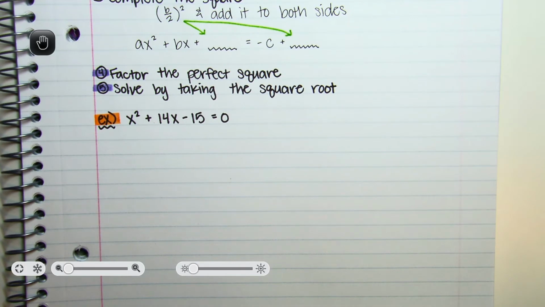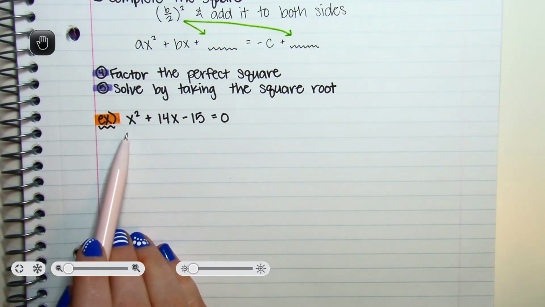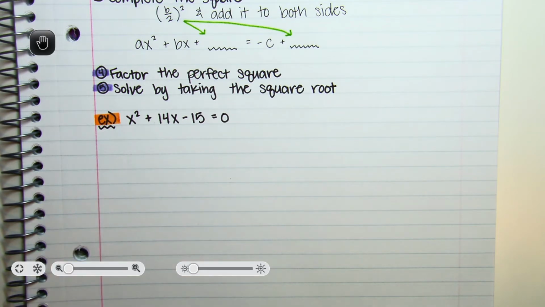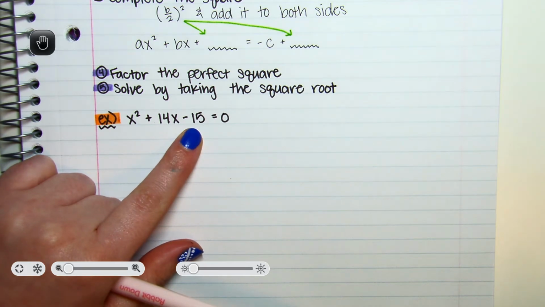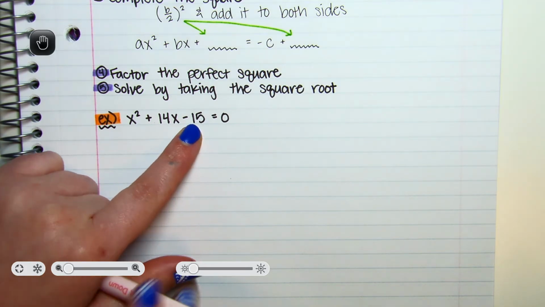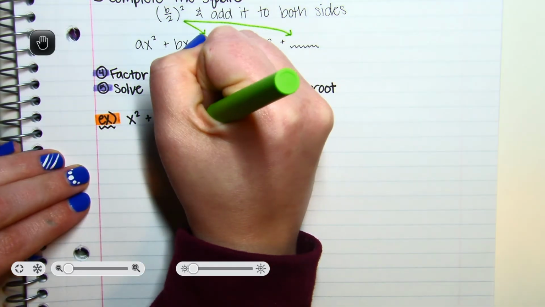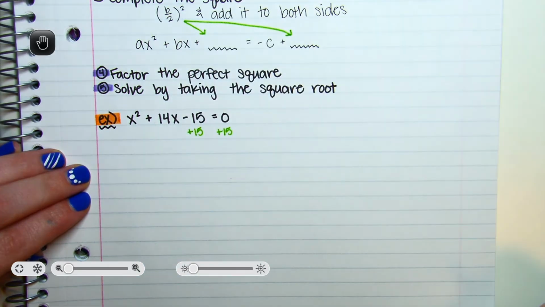All right, so step 1, my a value is already equal to 1, so I can skip step 1. Step 2, move the constant to the other side. This I do need to do because our negative 15 is over here, and I need it on the other side. So I'm going to go ahead and do that. And I'll show that in green. So I'm going to add 15 to both sides.